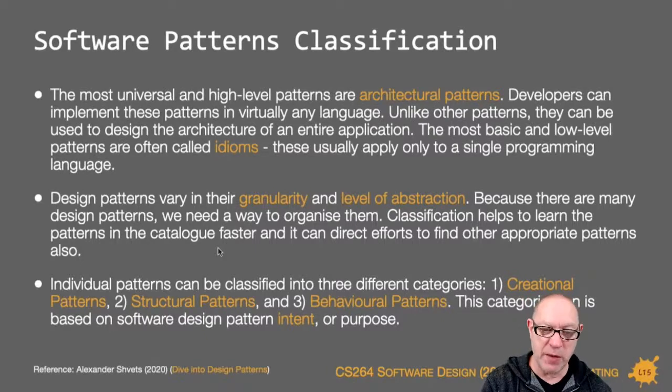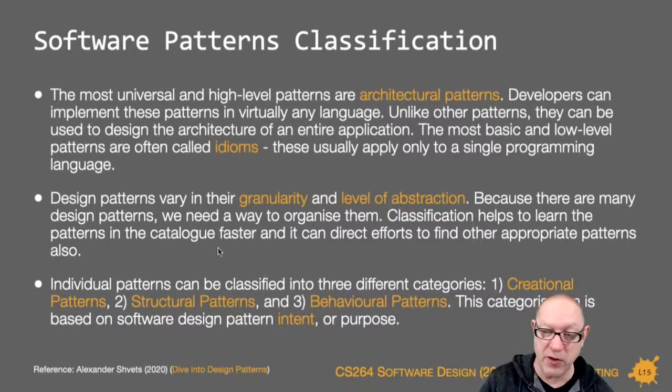So design patterns are in between here, and they vary in their granularity and the level of abstraction that they have. But because there are many design patterns, we have to organize them into various groups. The classification helps to learn the patterns in the catalog faster, and can direct efforts to find other appropriate patterns also. So, if you're looking at trying to figure out, okay, there are three different categories.